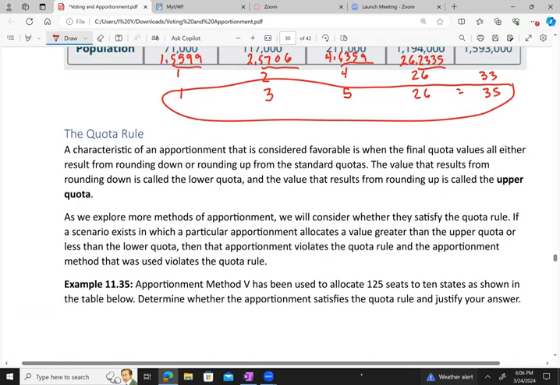The characteristic of an apportionment that is considered favorable is when the final quota values all either result from rounding down or rounding up from the standard quota. The value that results from rounding down is called the lower quota. The value that results from rounding up is called the upper quota. As we explore more methods of apportionment, we will consider whether they satisfy the quota rule.